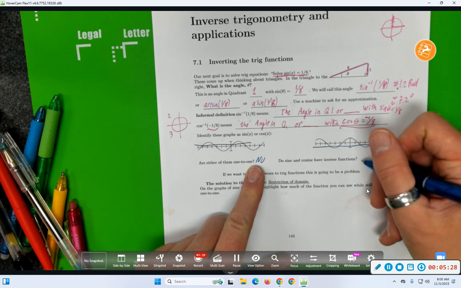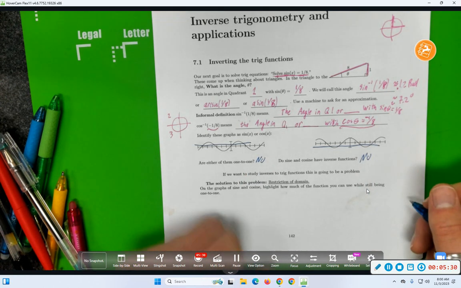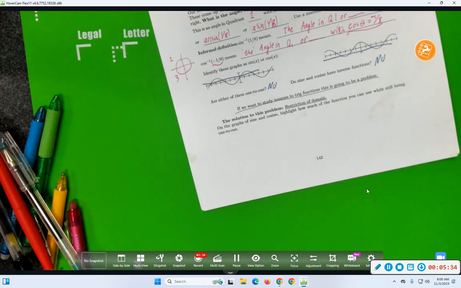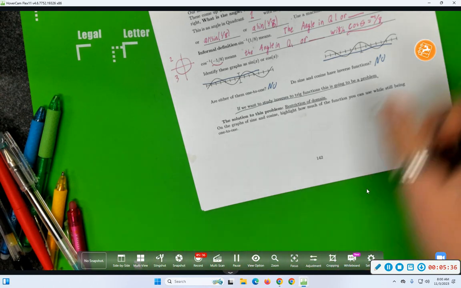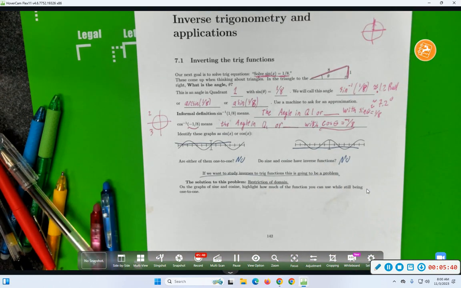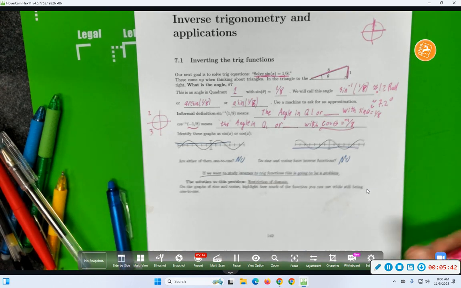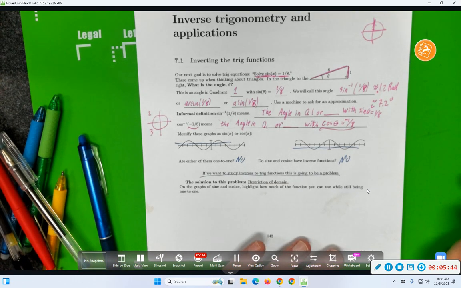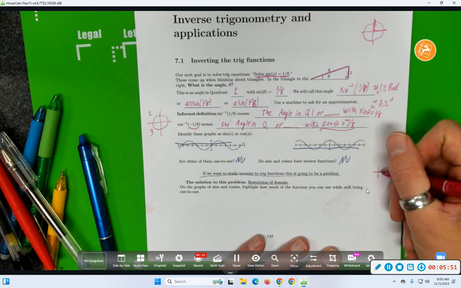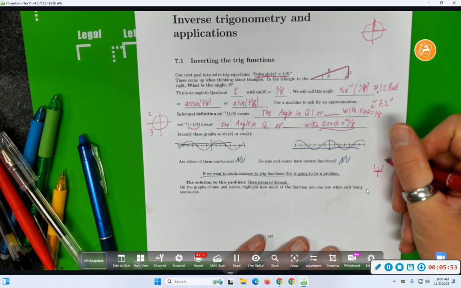So are they one-to-one functions? Do they have inverse functions? No. Well, that's a problem. If we want to study inverses to the trig functions, that's bad. I want to study inverses to the trig functions, but the trig functions don't have inverse functions. But you already know a solution to this kind of problem. It's restriction of domain. And here's the motivation you already know. There's the squaring function.